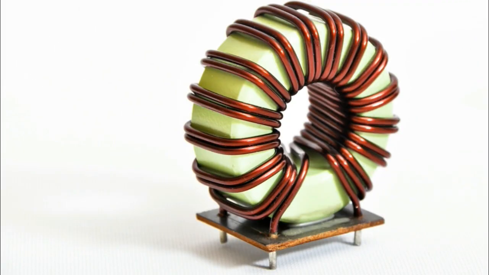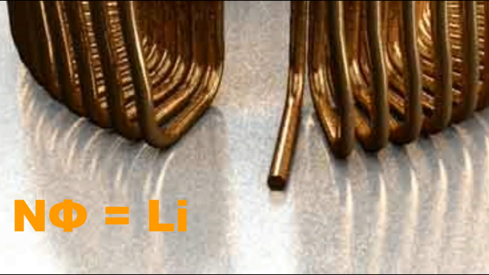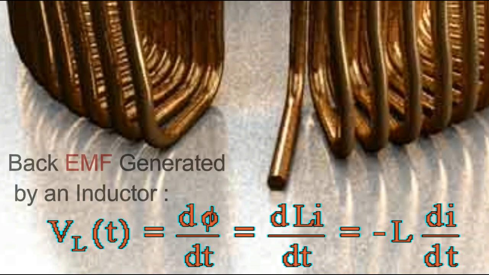The relation between the flux in the inductor and the current flowing through the inductor is given as follows. As an inductor consists of a coil of conducting wire, this then reduces the previous equation to give the self-induced EMF, sometimes called the back EMF, induced in the coil too.